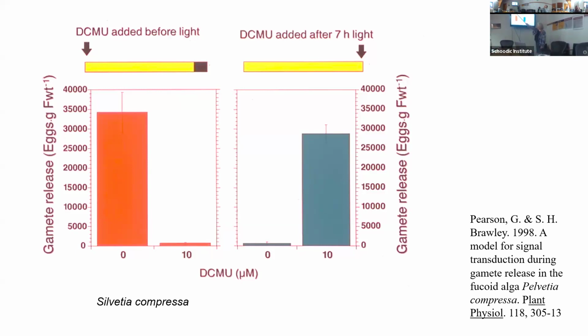However, when we added DCMU to these replicate beakers with receptacles, and then turned the lights off, there was no gamete release. And if we didn't turn the lights off, but we just added DCMU to this replicate batch of beakers after 7 hours in the light, they released gametes. So it was shutting off photosynthesis, that was the trick. You could do it with the lights, you could do it by putting in a photosynthetic inhibitor.